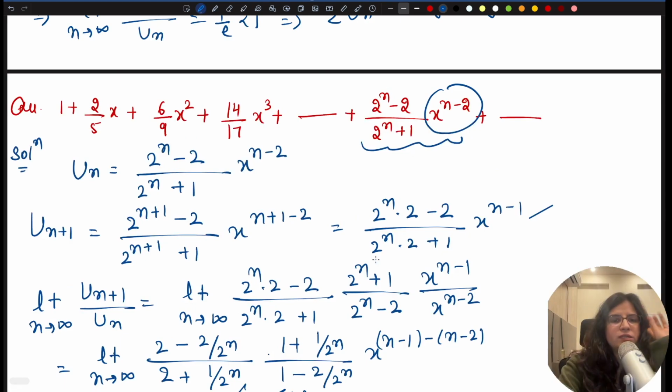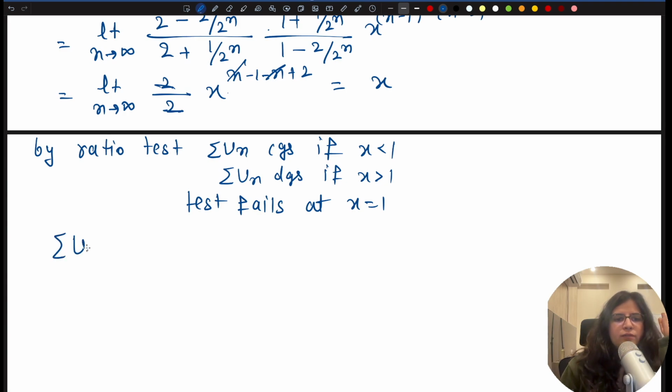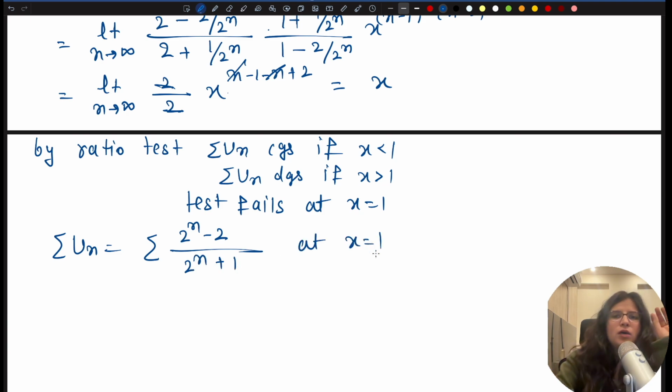If we put the value of x in the original series, what will un be? Summation un is equal to summation (2 to the power n minus 2) divided by (2 to the power n plus 1) at x equal to 1. Now which test can you use here? I have told you 3 tests. Geometric progression, that's not this.